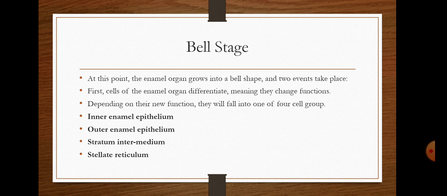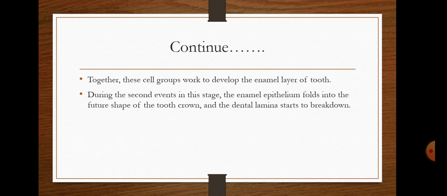Bell stage. At this point, the enamel organ grows into a bell shape and two events take place. First, cells of the enamel organ differentiate, meaning they change functions. Depending on their new function, they will fall into one of four cell groups. The first one is inner enamel epithelium, second is outer enamel epithelium, third is stratum intermedium, and the last is stellate reticulum. Together, these cell groups work to develop the enamel layer of the tooth. During the second event in this stage, the enamel epithelium folds into the future shape of the tooth crown and the dental lamina starts to break down.